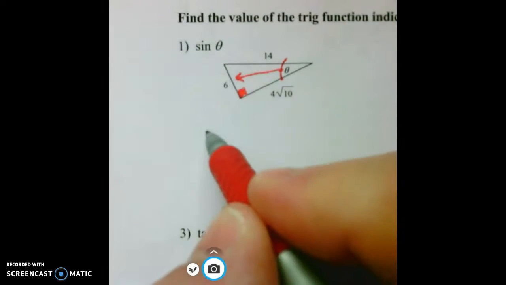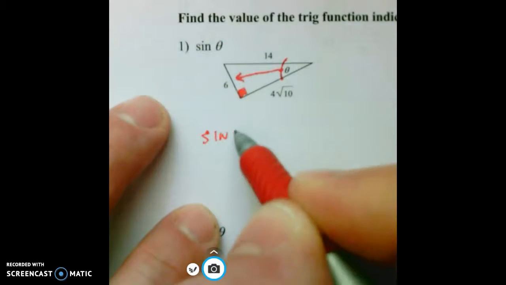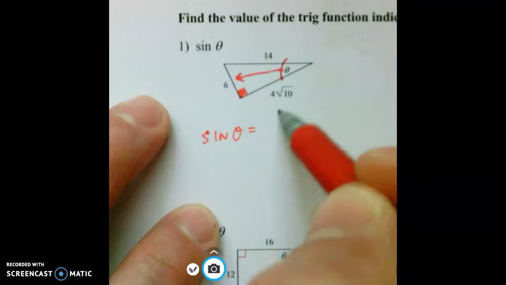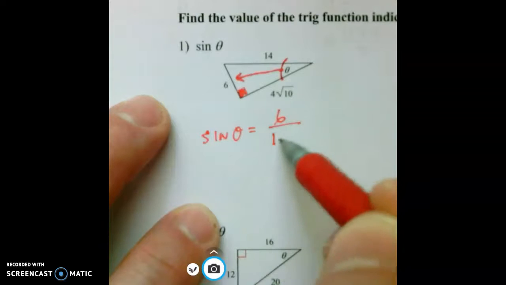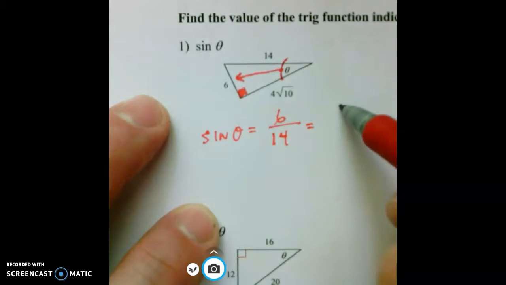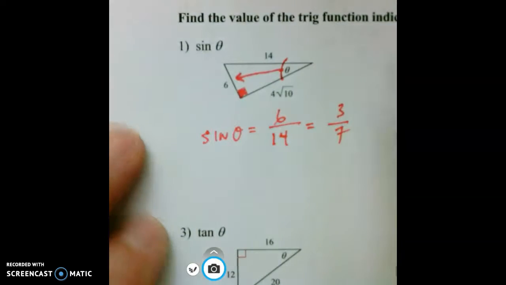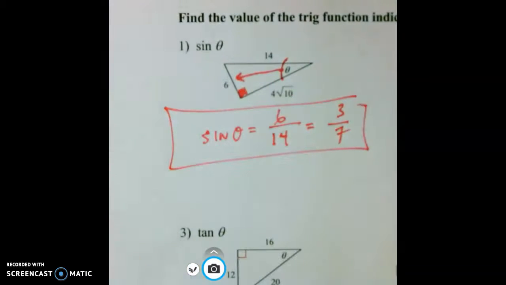So sine of theta is equal to 6, which is my opposite side, divided by 14. If I want, I can reduce, but I do not need to reduce or simplify. That's my answer. Okay? All right. Now moving on to the next one.